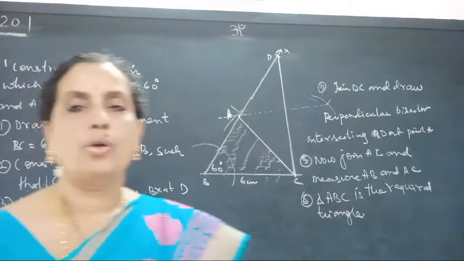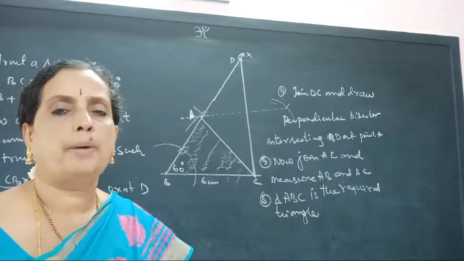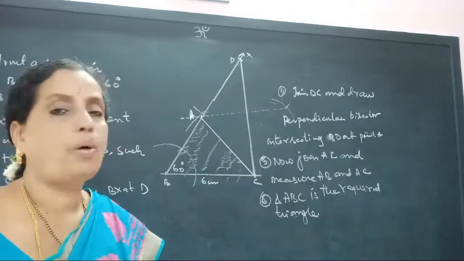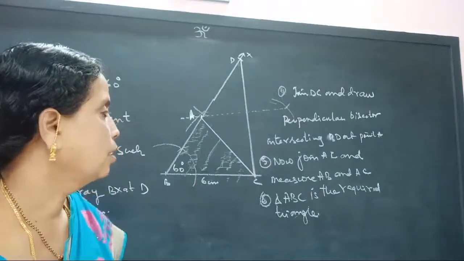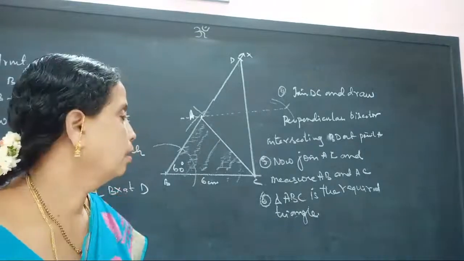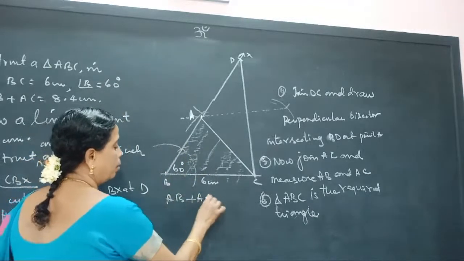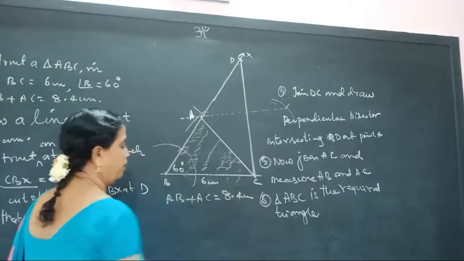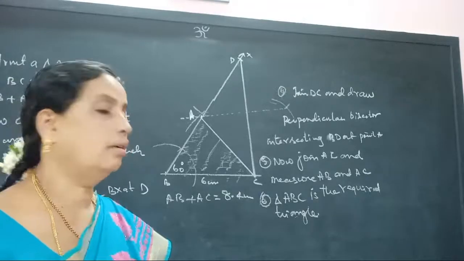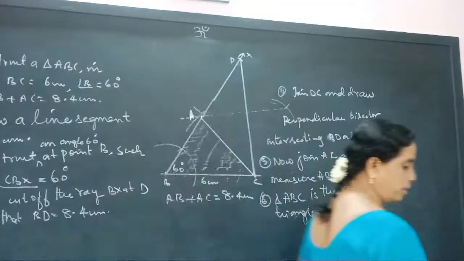Step 4: join DC and draw the perpendicular bisector intersecting BD at point A. Join AC and measure AB and AC. You have to write the measurement of AB and AC such that AB plus AC you must get 8.4 centimeter. Now ABC is the required triangle. Complete the construction with its steps.